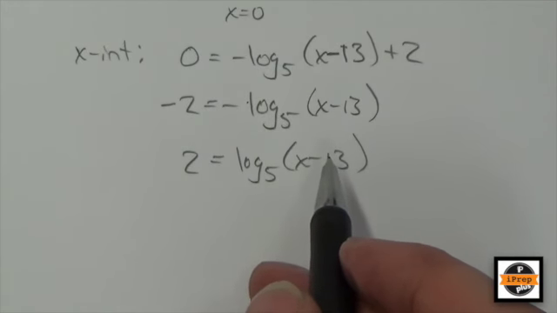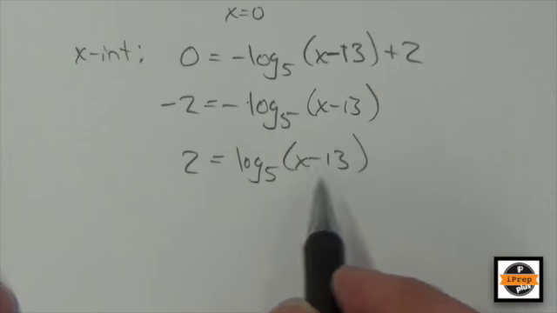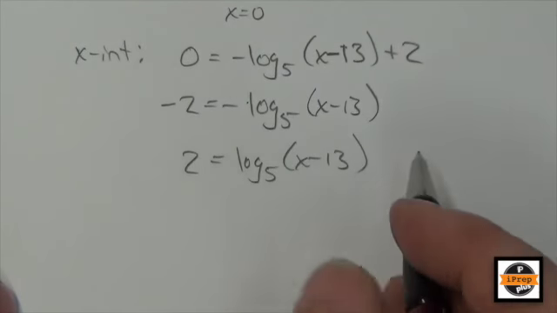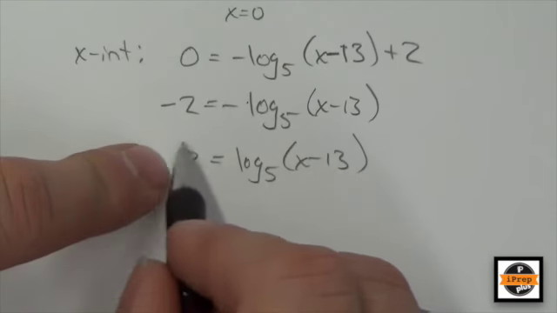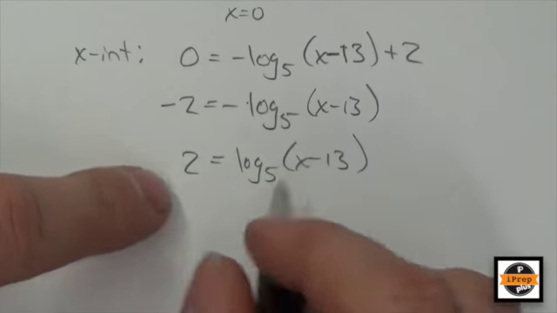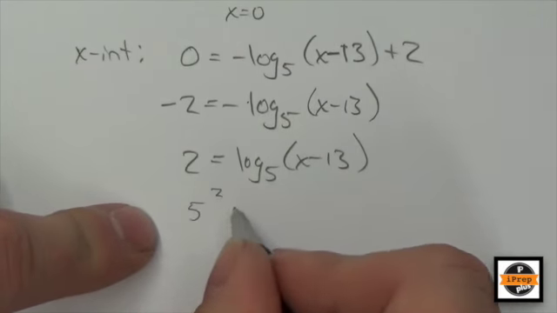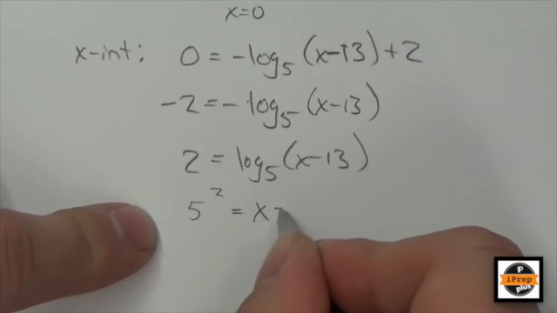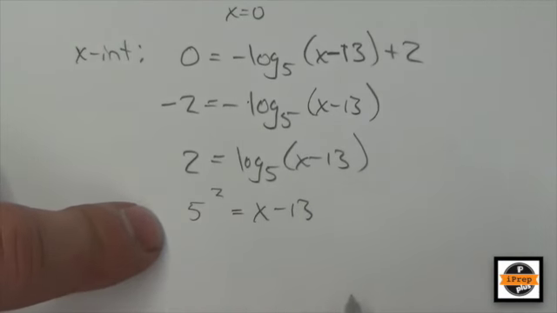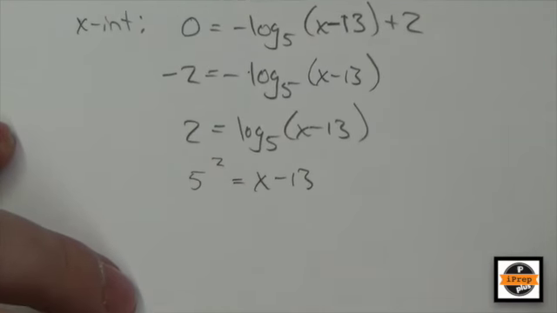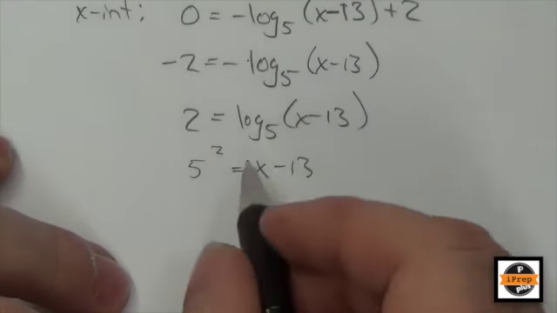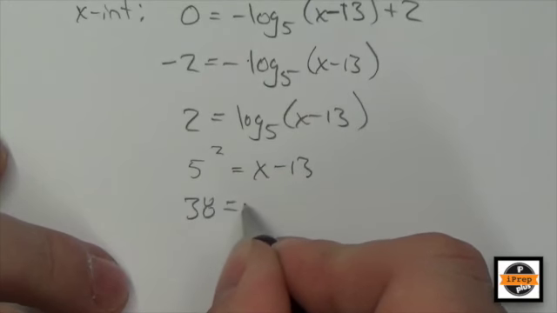So to solve this, what I need to do is convert this into exponential form. So the base is 5. The logarithm is an exponent, so this becomes 5 squared will equal the argument of the logarithm. So it's going to equal x minus 13. Okay. Well, 5 squared is 25. And when I bring the 13 over, I will get 38.